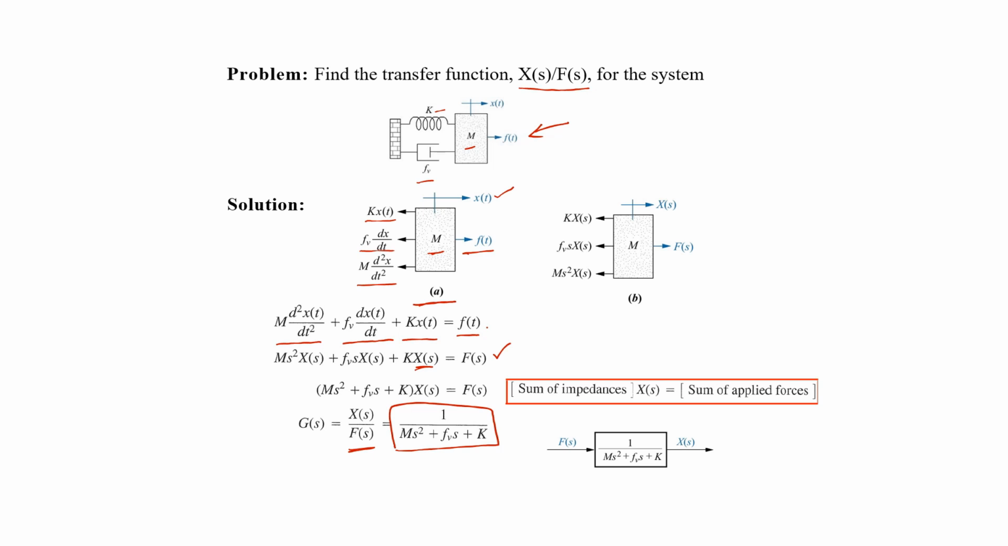There's also another easier way to find the transfer function of mechanical systems. Firstly, we transform this free body diagram into its equivalent Laplace transformed network, or Laplace transformed free body diagram, where we transform each component into its equivalent Laplace transformed impedance. And from here we can directly write this equation. We don't have to find a differential equation this way, and after that we can easily find the transfer function.